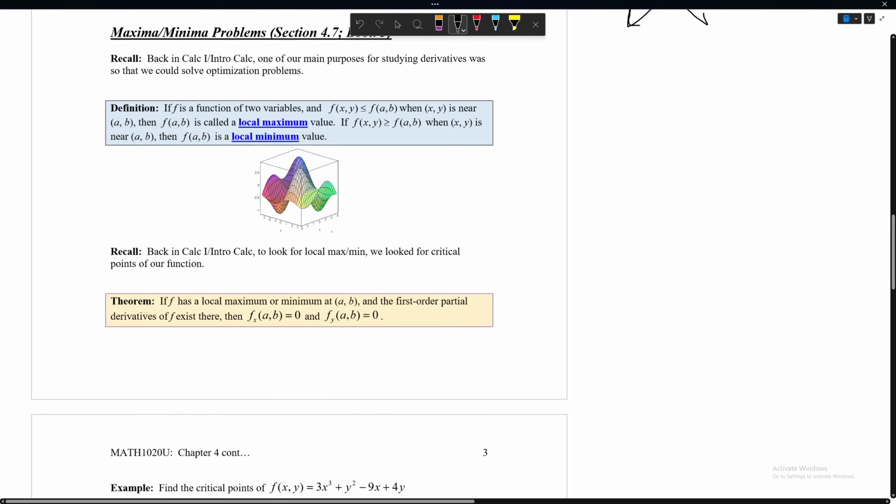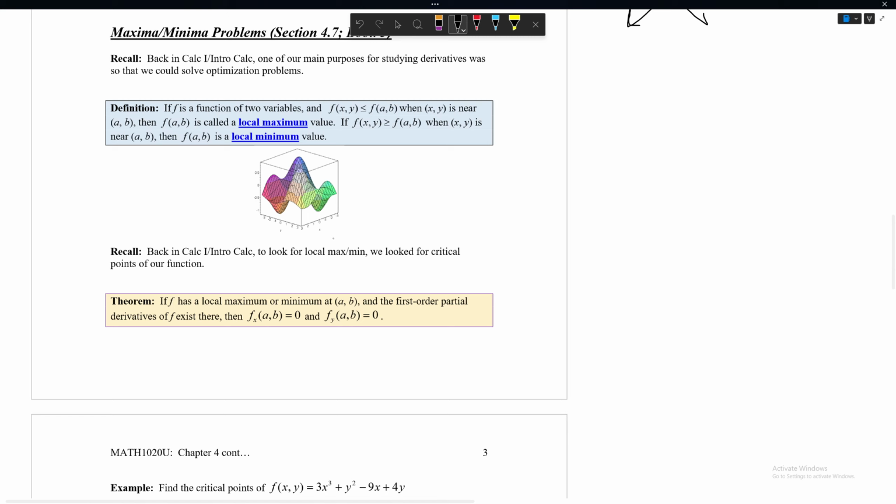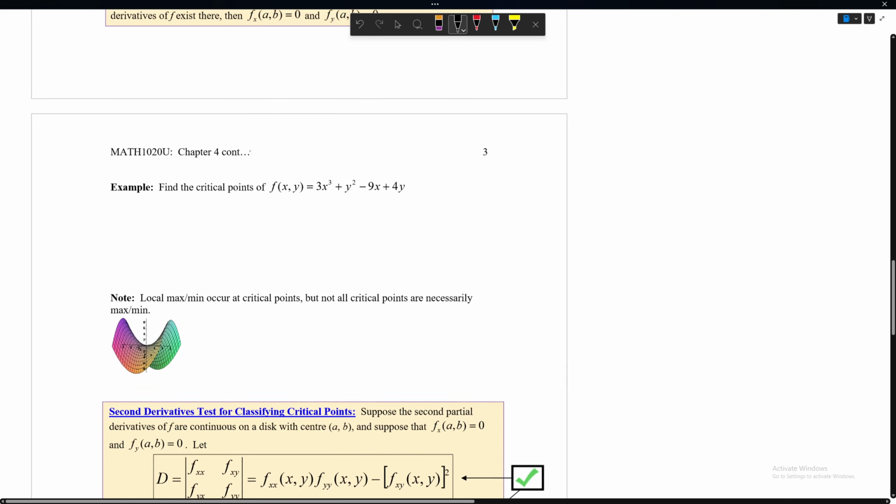Okay? Now we're going into local maximums and minimums. It's the same thing we did in Calc 1, and it's just you set a function to 0. There's a couple differences, and I'm not going to really go into this. I mean, you could read it if you'd like. I'm just going to go more into the concepts.